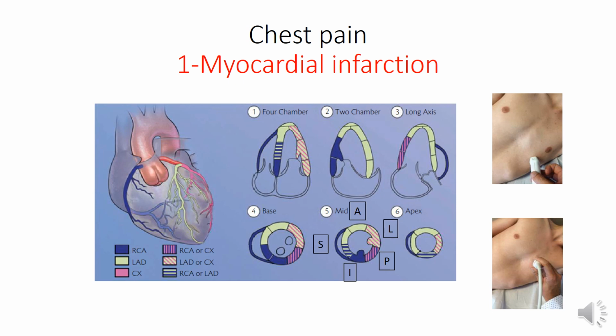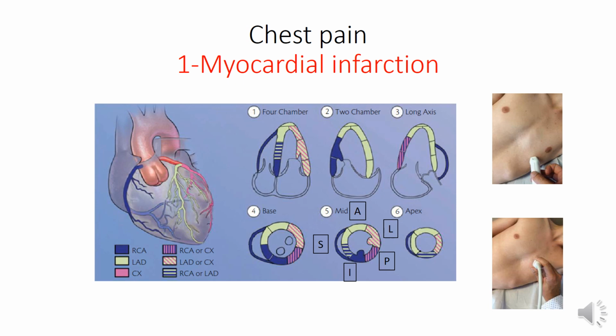If we tilt the probe a little bit anteriorly and we get the aorta, then we are looking at the anterior septum, and the anterior septum is supplied by the LAD. So if we get the aorta open, then we have the anterior septum. If the aorta is closed, then it is the posterior septum.